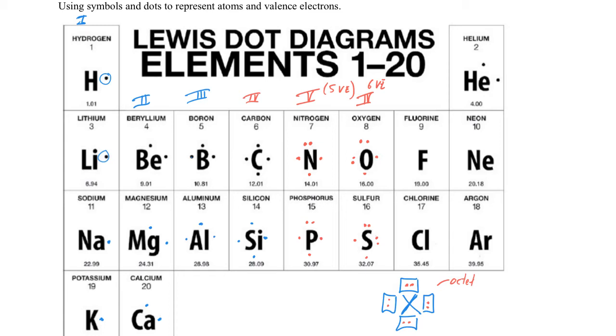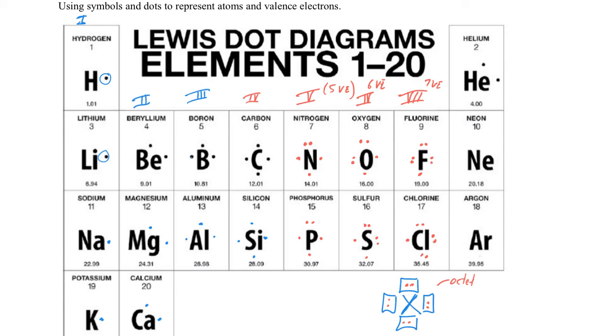Let's do fluorine and chlorine. These are in group 7. Okay, so there are 7 valence electrons here. So let's draw those 7 valence electrons. 1, 2, 3, 4, and then 5, 6, and 7. Okay, let's do chlorine. 1, 2, 3, 4, 5, 6, and 7.